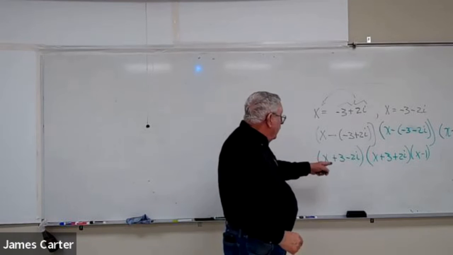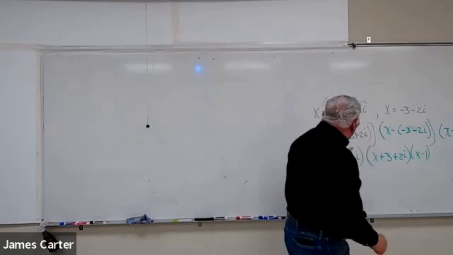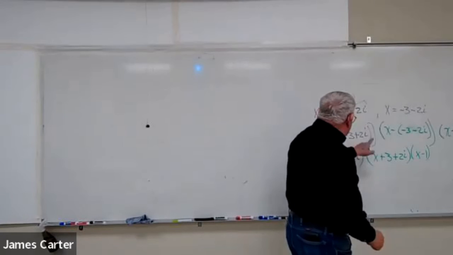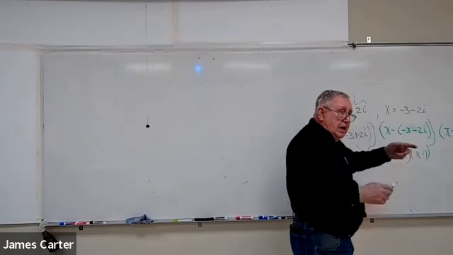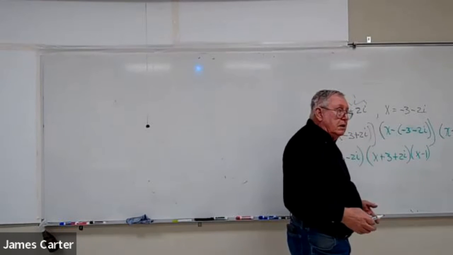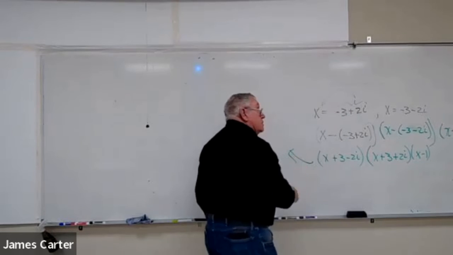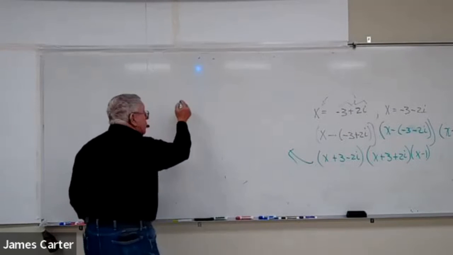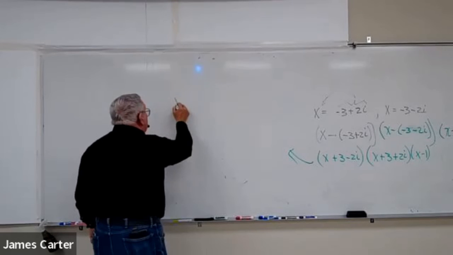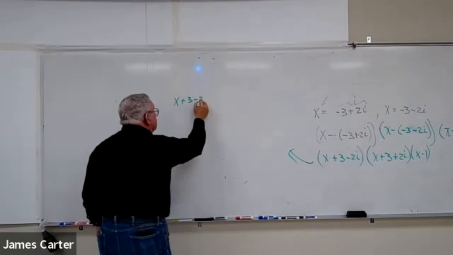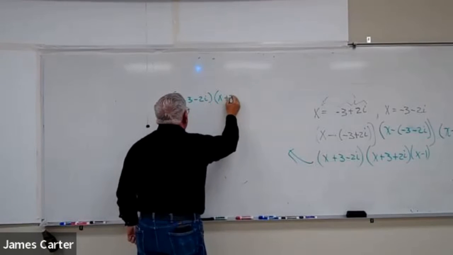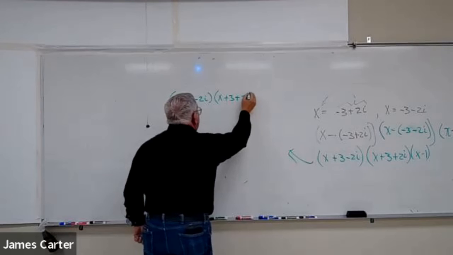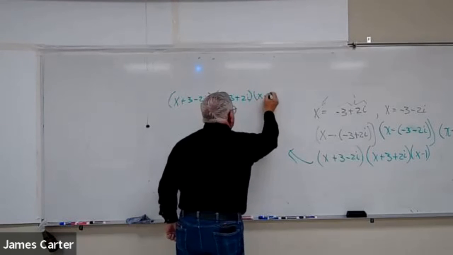Now, what do I do next? I do a 3-way distribution. The x with all 3 of those, the 3 with all 3 of those, and the negative 2i with all 3 of those, and add them up and see what I get. Let's take this over to this side. Okay, so I've got x plus 3 minus 2i and x plus 3 plus 2i and x minus 1.